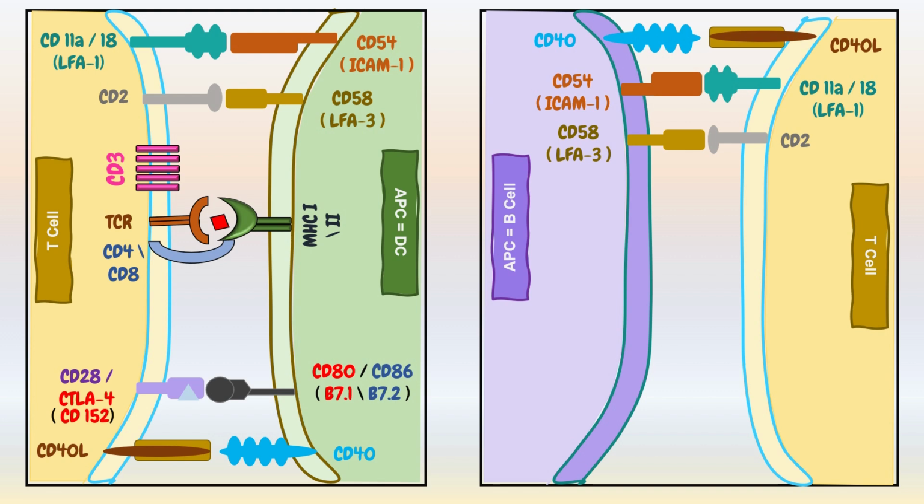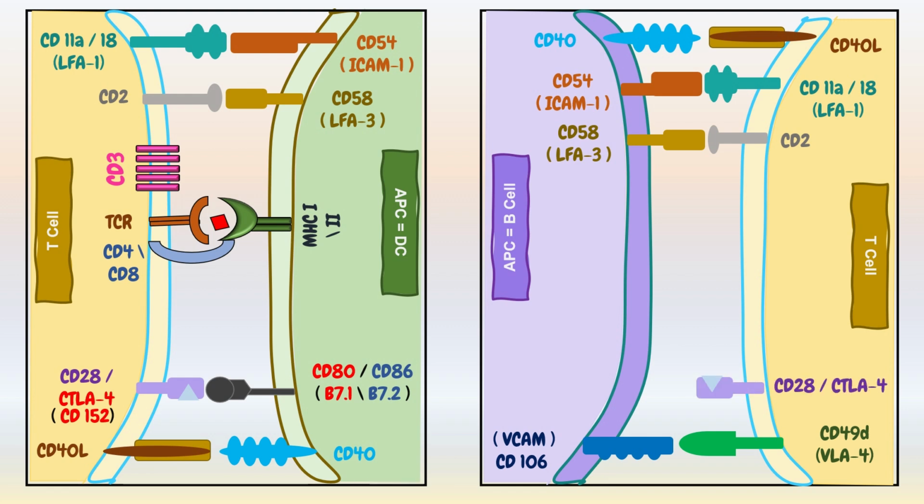The adhesion of B cells and T cells is further stabilized by interaction of CD106 antigen, also called vascular cell adhesion molecule 1 or VCAM1, which is also expressed on endothelial cells, with the CD49d antigen, also called very late antigen 4 or VLA4, on activated T cells.